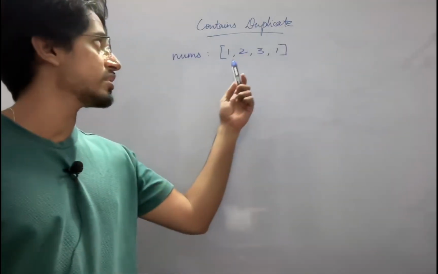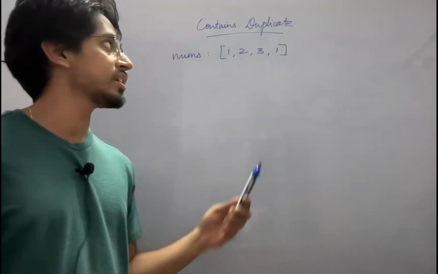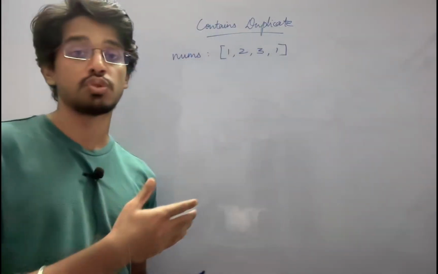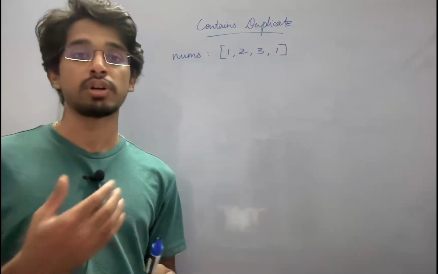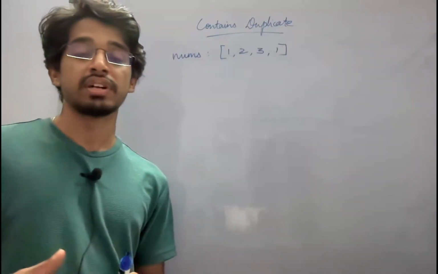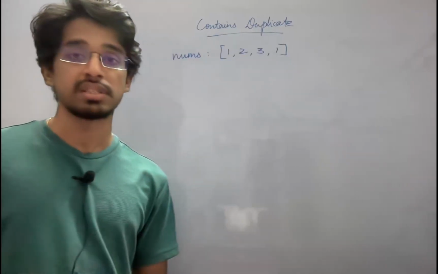So you see that this is a given array where 1 is repeated 2 times. So this array contains duplicates, so we need to return false. A true or false value in the end. If it doesn't contain any duplicates, then we return true.